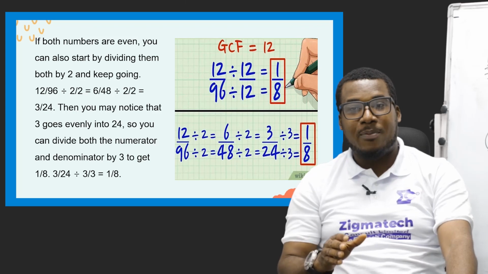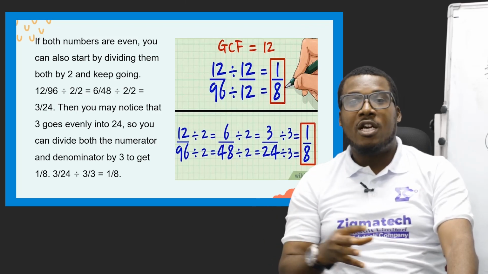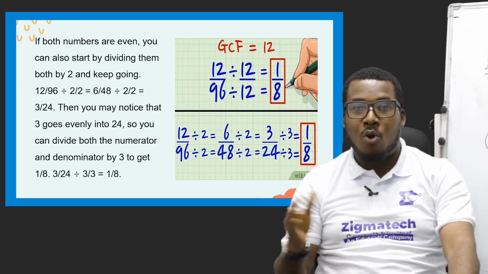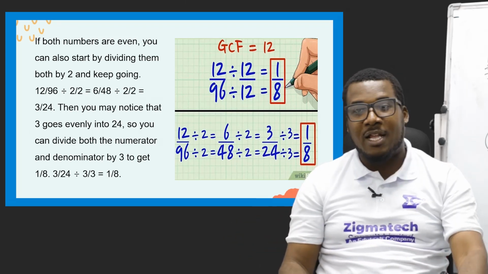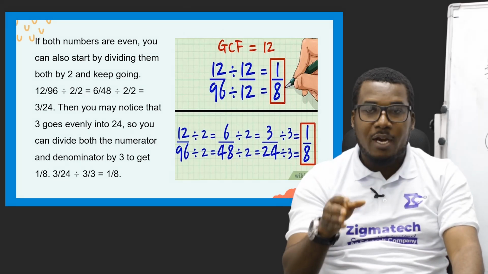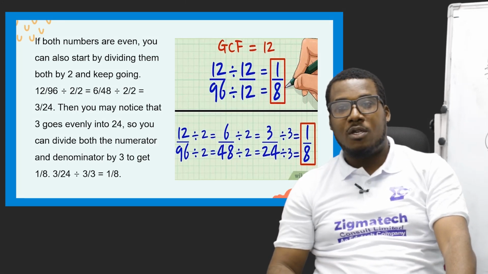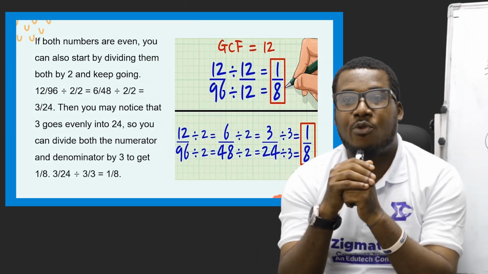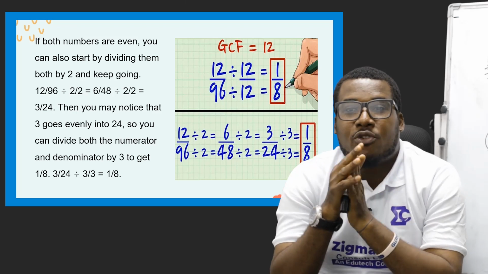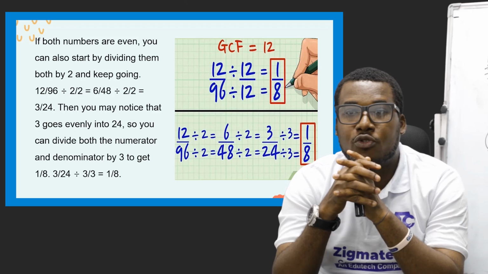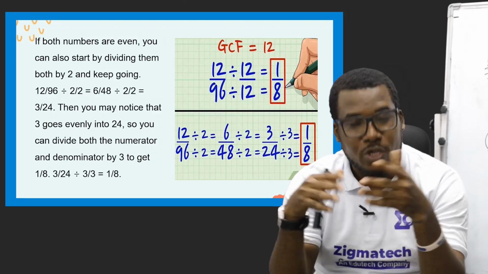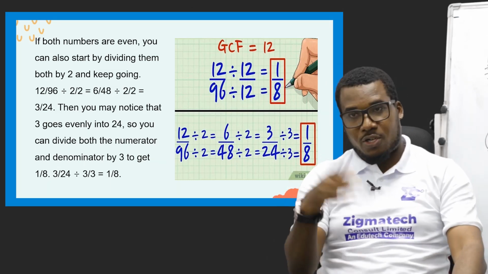Now, if you go step by step, you'll see the in-betweens, the other equivalent fractions between 1 over 8 and 12 over 96. One of such is 6 over 48. Another is 3 over 24. These are all equivalent fractions. Then you may notice that 3 goes evenly into 24 and can divide both the numerator and denominator. So you can just break it down.